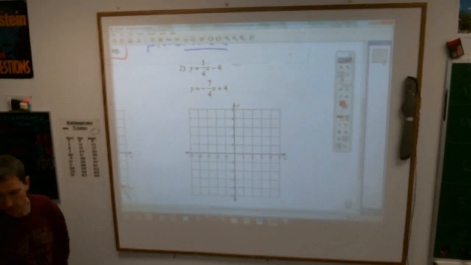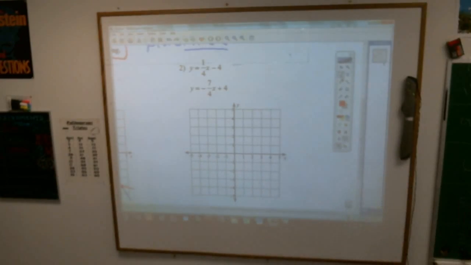I need to write something down, but I gotta look at my book. Consistent, inconsistent.